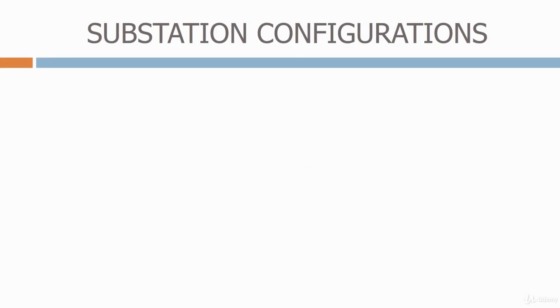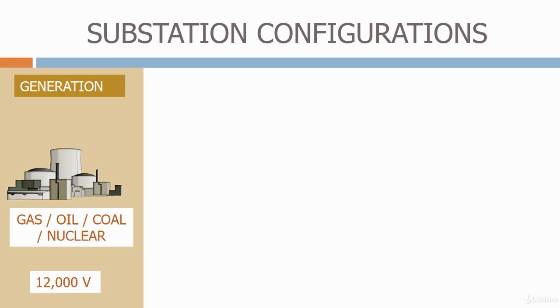Most electrical networks consist of three main parts. Firstly, we have the generation. This is where the electricity is produced in a power station, either gas, oil, coal or nuclear. The typical output voltage from the power station is 12,000 volts.